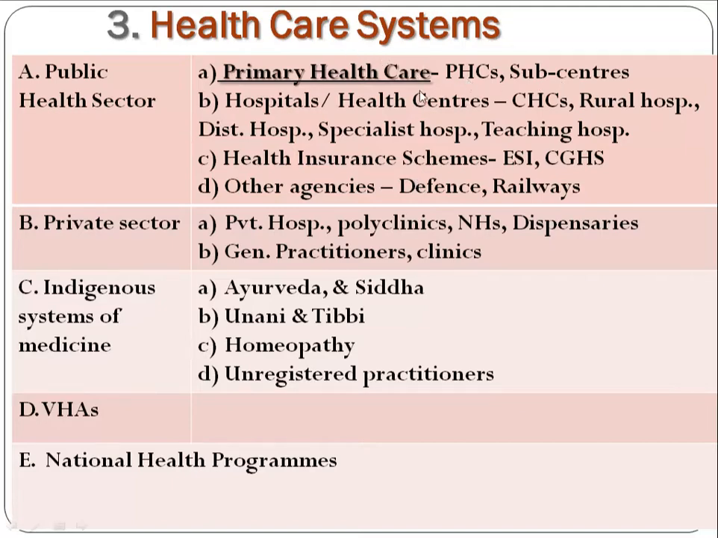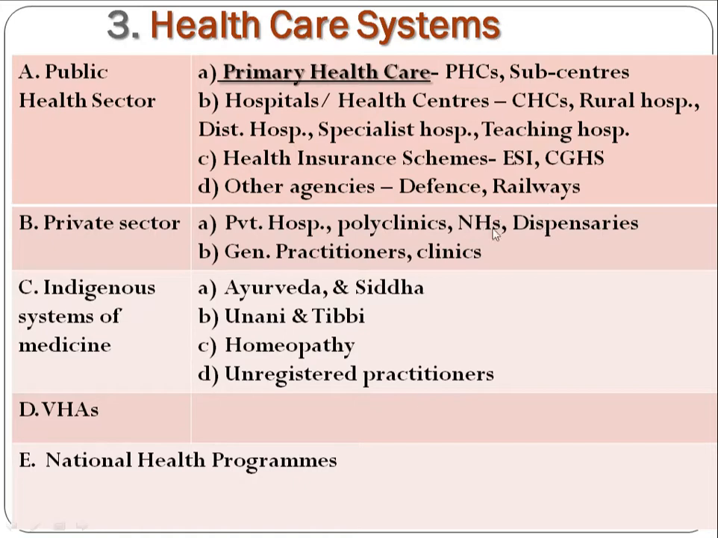Well, primary healthcare consists of the primary health centers and sub-centers at the grassroots level. Then we have the hospitals and health centers at the district level called the community health centers, the rural hospitals, and could be specialist and the teaching hospitals, because you will remember that the government is now transforming district hospitals into teaching centers. Health insurance schemes, the ESI and the CGHS. You have read about the ESI in the chapter on occupational health. And the other agencies I mentioned a wee bit before are the defense and the railways, who have their own health system.